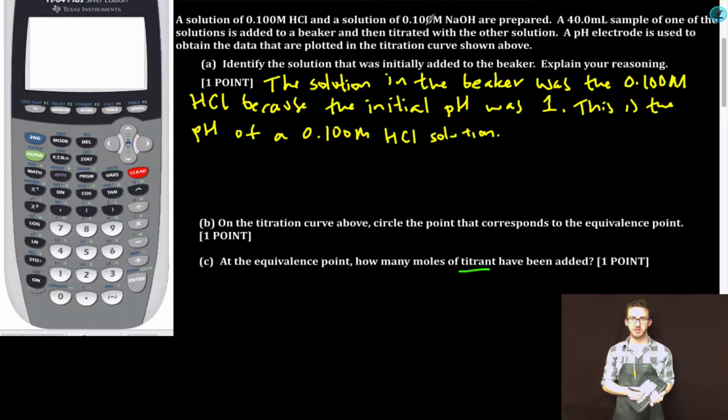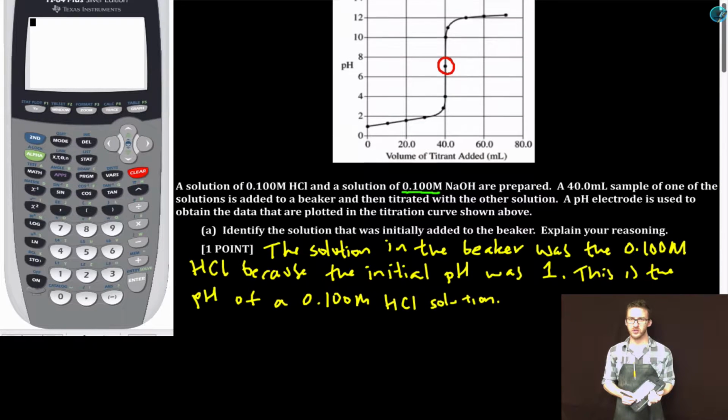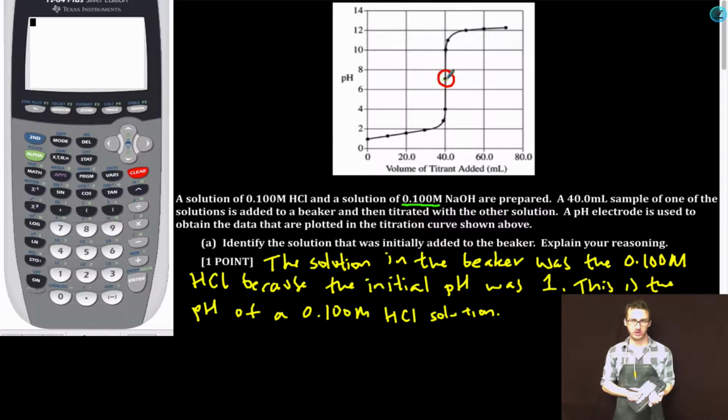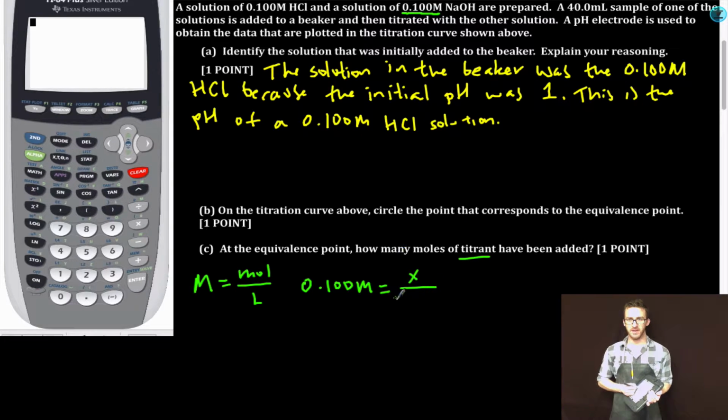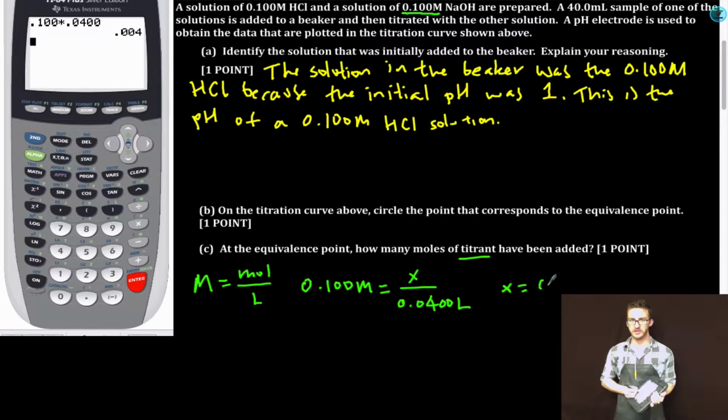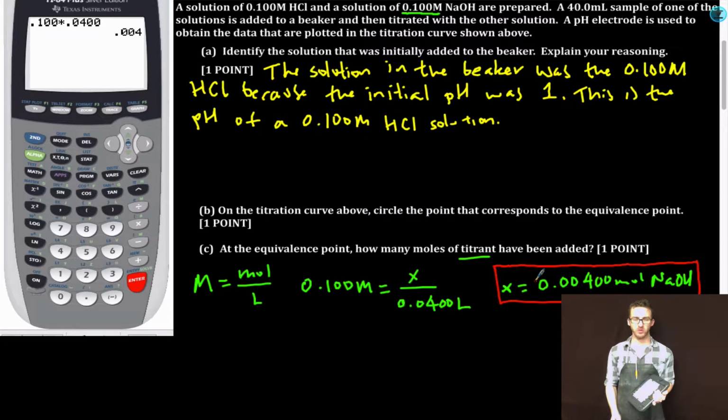As we look at the information provided, 0.100 molar sodium hydroxide is used, and in order to reach the equivalence point, which we just circled in part B, it required 40 milliliters. So I'm going to use my molarity equation, recognize the concentration, looking for moles, my volume, 40 mL. Calculator: 0.100 times 0.040 equals 0.00400 moles NaOH. Moles of titrant.